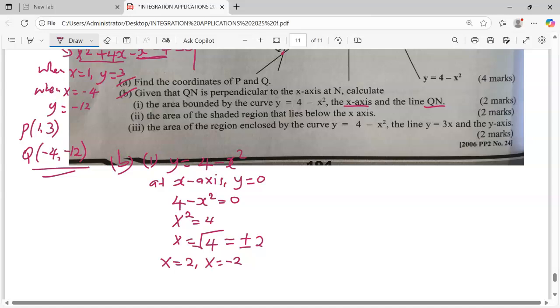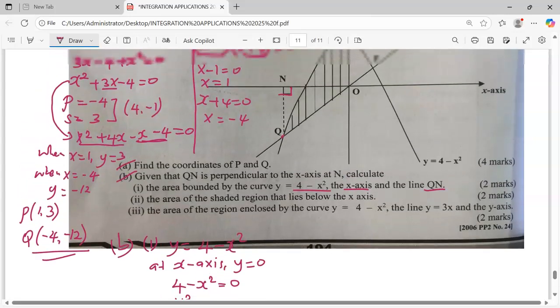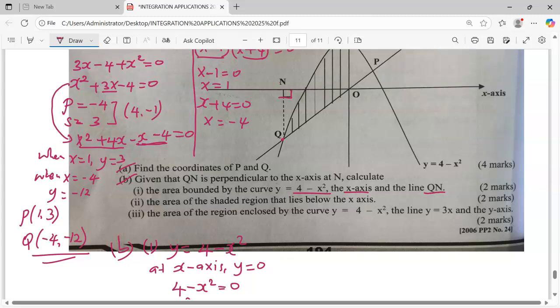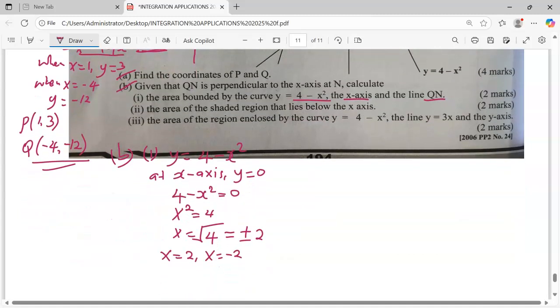Remember, when we are looking for the area bounded by this curve and the x-axis and the line Qn, this is the region below the x-axis, and the region below the x-axis we are going to use the value of x to be negative 2.